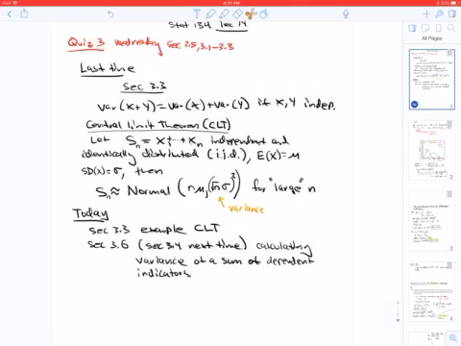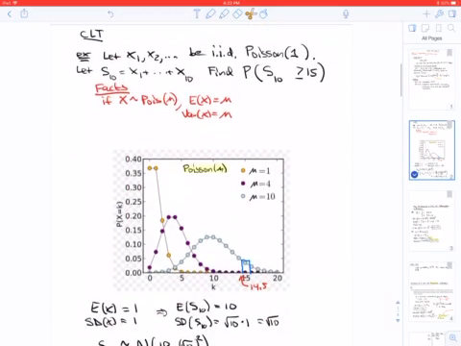Today we're going to give an example of the central limit theorem and also move on to section 3.6. We'll do 3.4 next time. And we're going to look at calculating the variance for a sum of dependent indicators. But first, something about CLT.